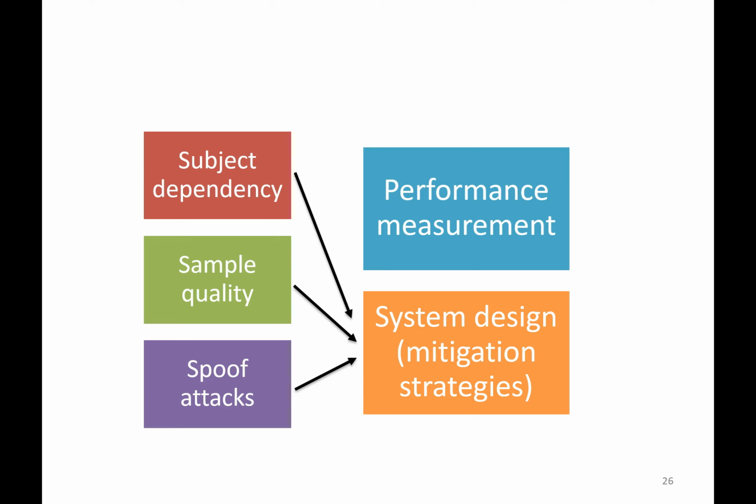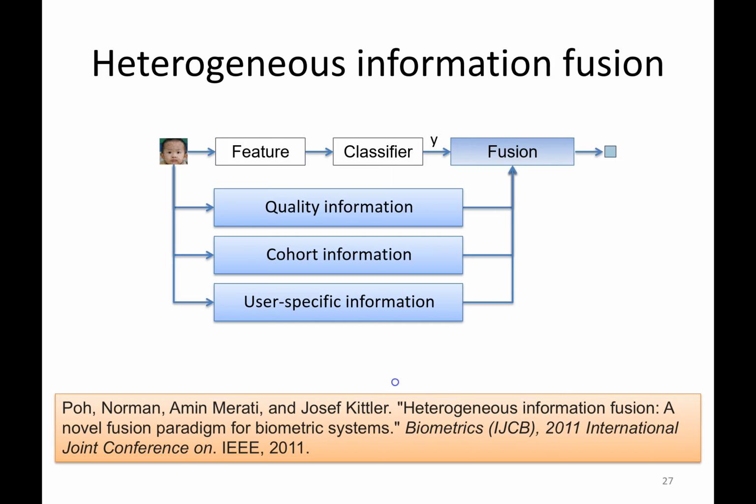So that sort of shows that clearly we need to consider different factors when we design the biometric system. And one of the ways is to combine different information sources: the quality of the sample, the cohort information, and the information that's specific to each subject. This is the user-specific information. So you can combine different sources and build a fusion system that combines different sources of information. That's the idea behind what we're trying to do here.